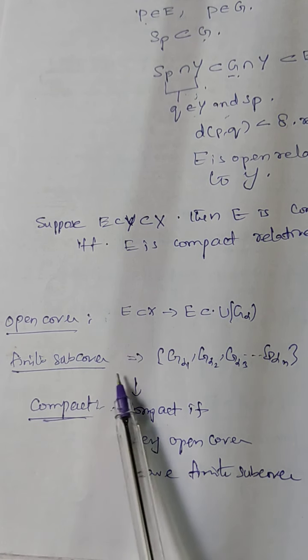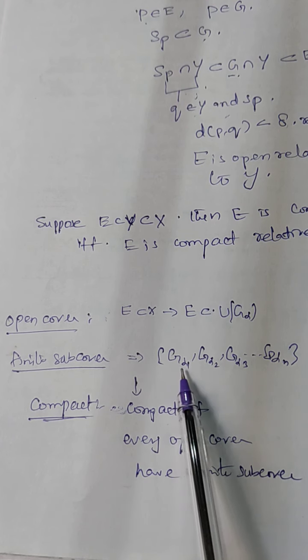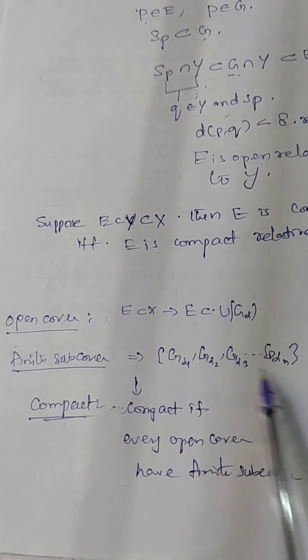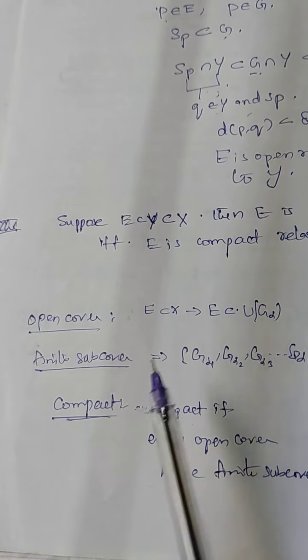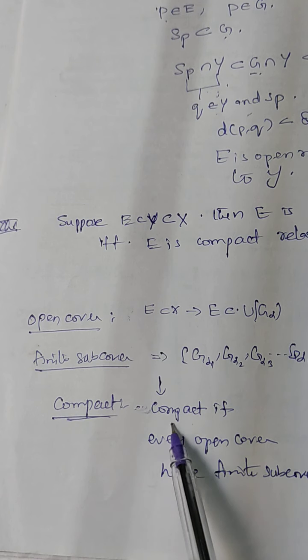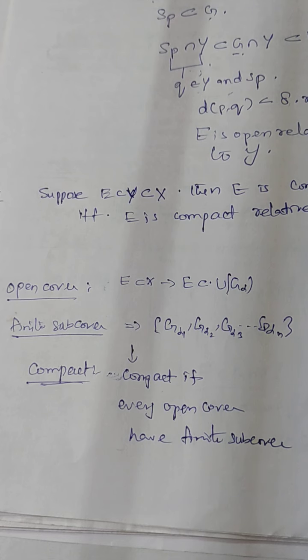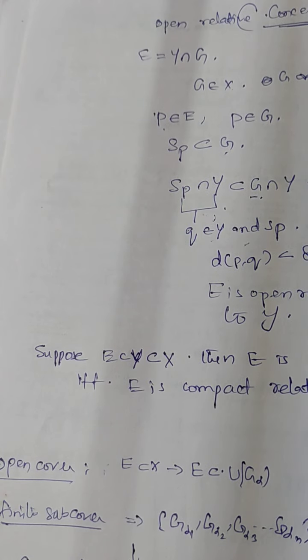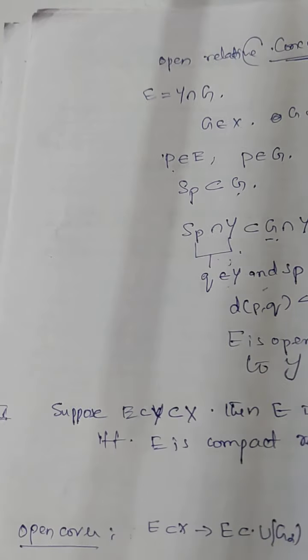Now finite subcover means E can be written by using a finite number of open sets, that is G alpha 1 to G alpha n. Hence, from that we can conclude that we call a set a compact set if and only if every open cover has a finite subcover. All right, so this is a concept that we are using in understanding the next theorem, which is related to the concept of open cover, compact, as well as the concept of relative open sets.